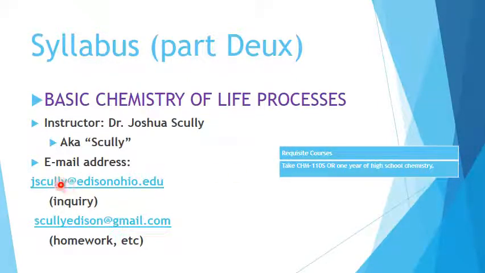Now, there's 2 email addresses, and there's 2 different reasons you should use them. There's my Edison account and there's my Gmail account. The reason why I have 2 separate ones is because the Edison account doesn't have a whole lot of space to collect all the homework and etc. for the online stuff. Gmail has infinite space to collect things. So all the work that you're going to do, the assigned work, you should then send to scullyedison@gmail.com.